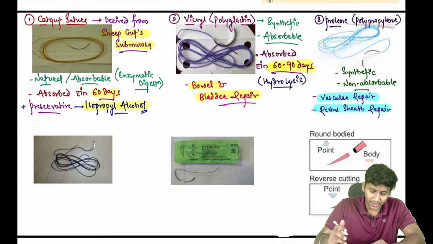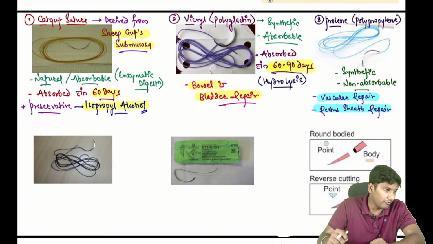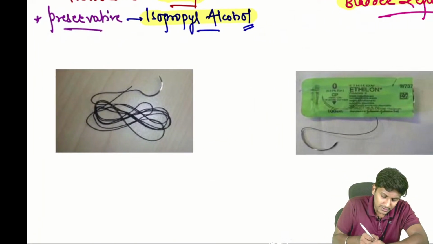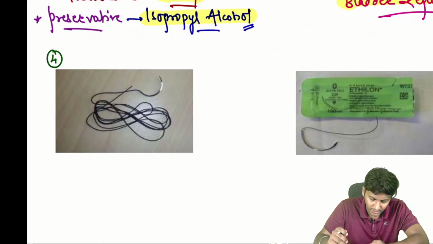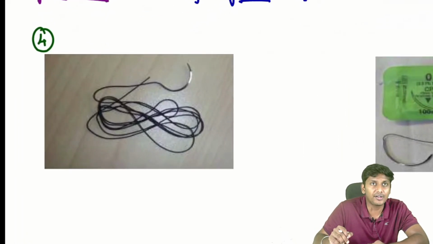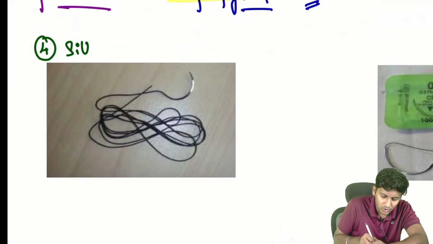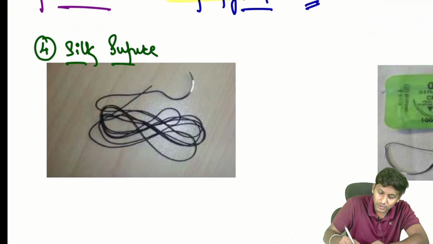So that's important. The next suture, the fourth suture that we are going to talk about, is this one. And what is this? Definitely the black color suture that you can see, and it is not made up of a single thread, but it is made up of multiple threads. That is a polyfilament or a braided suture. This black color suture is nothing but the most commonly used suture, that is a silk suture.